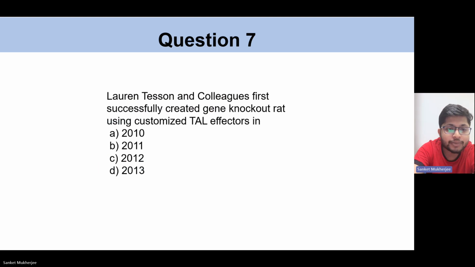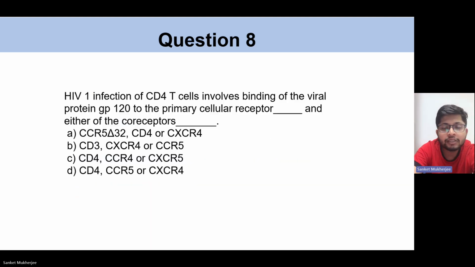So coming to the next question, HIV-1 infection of CD4 T cells involves binding of the viral glycoprotein GP120 to the primary cellular receptor, dash, and either of the co-receptors. So the options are CCR5, delta 32, CD4, or CXCR4; CD3, CXCR4, or CXCR5; CD4, CCR4, or CXCR5; or CD4, CCR5, or CXCR4. Just giving a minute for everybody to think.